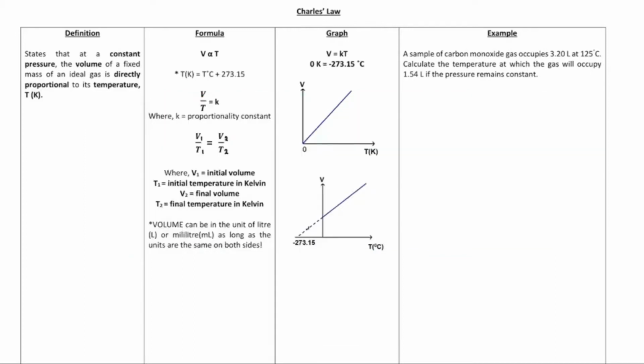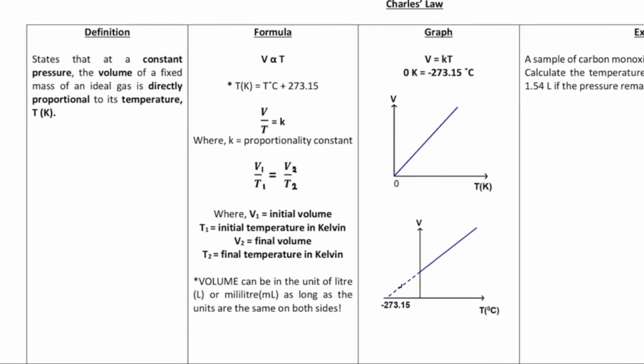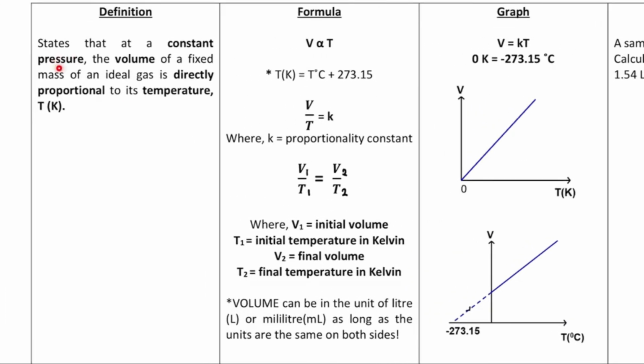Okay. So definition of Charles's law is here. Dia kata Charles's law states that at a constant pressure, volume of a fixed mass of ideal gas is directly proportional to its temperature. Okay, so kita tengok apa yang constant dekat sini. Kali ni yang constant adalah pressure. So volume of a fixed mass of ideal gas is directly proportional to temperature. So inilah volume directly proportional to temperature.